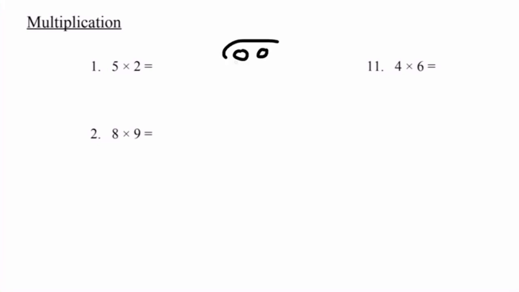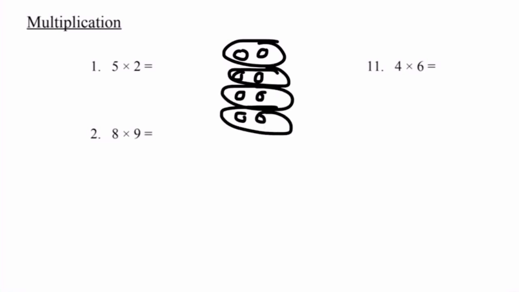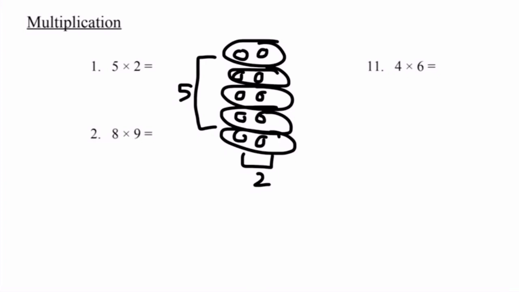So, 1, 2, that's our first group. Second group, 1, 2. Third group, 1, 2. Fourth group, 1, 2. And our final group. 5 groups of 2 circles. Let's add it all up to find our final answer. 1, 2, 3, 4, 5, 6, 7, 8, 9, 10. Therefore, we know that 5 times 2 equals 10.